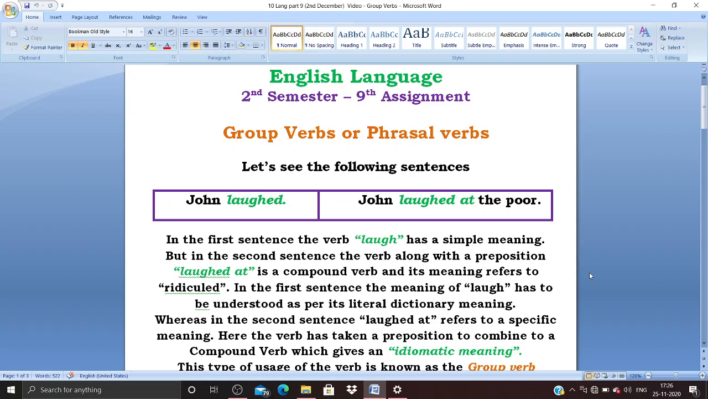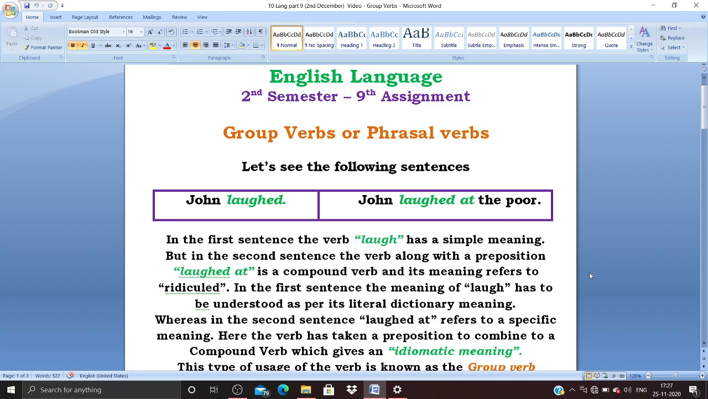These two sentences, let's just see very closely. John laughed. And the second sentence, John laughed at the poor. See the addition, the preposition at. So John laughed and John laughed at the poor. The meanings of laughed and laughed at are not the same.